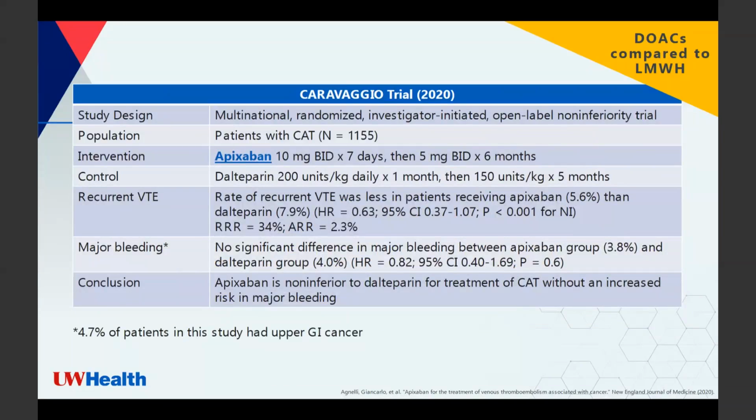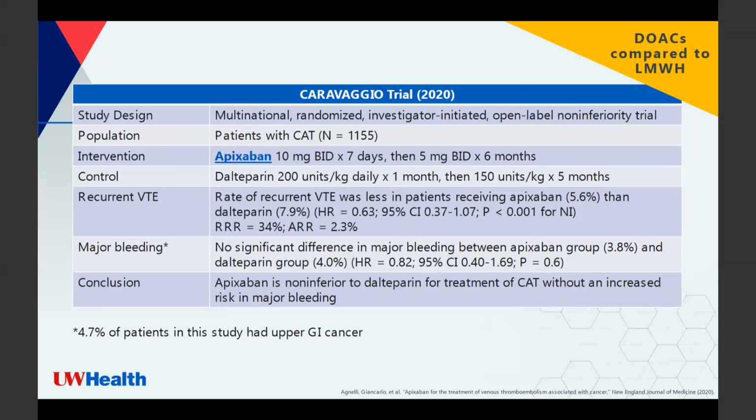The rate of recurrent VTE was less in patients receiving apixaban at 5.6% than dalteparin at 7.9%. And this is a hazard ratio of 0.63 with a p-value of 0.001, which is significant for non-inferiority. And then this gives us a relative risk reduction of 34% and an absolute risk reduction of 2.3%.